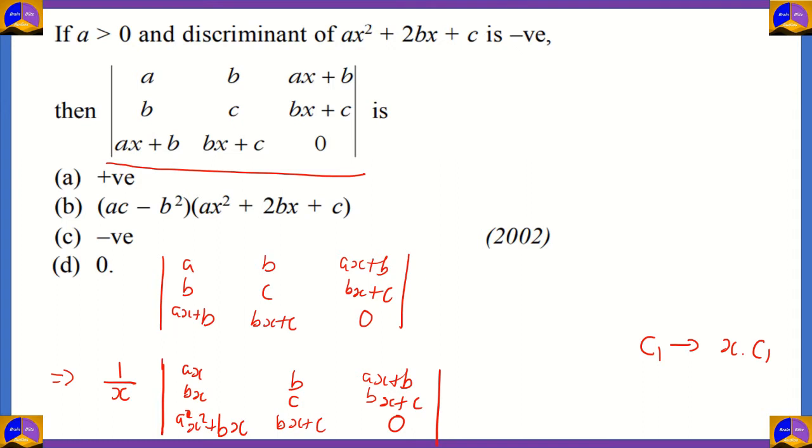Now what we need to do is we need to make the first column c1 in the form of 0. So we have to make it 0. So in order to make it 0, what you can do is you can add the value of c2. For example, if you take the first row, ax plus b minus ax plus b will give you 0. So what you can do is now you can convert column c1 into c1 plus c2 minus c3.